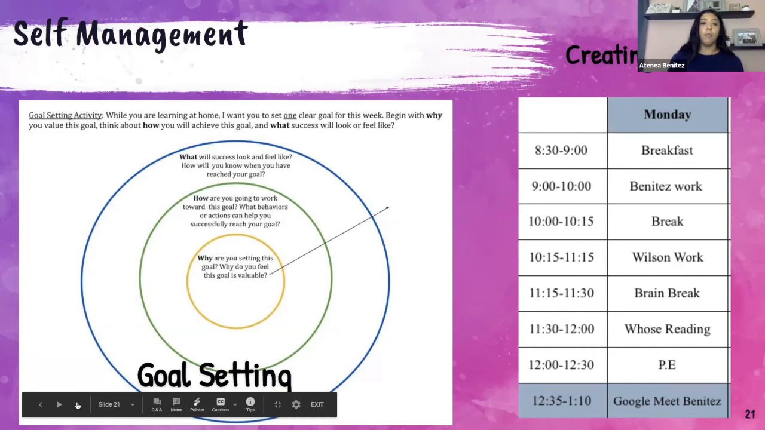Again, self-management, self-reflection is here. How are you setting the goal? Why do you feel this goal is valuable? And sometimes the students don't understand some of these questions and they just come up to me on Google Meet and they're like, "Ms. Benitez, can you help me?" And we kind of talk about it. And I'm like, see, you know it. It's just your own words. I don't have to tell you, you know it. So I really like that. And I have the link for that as well.